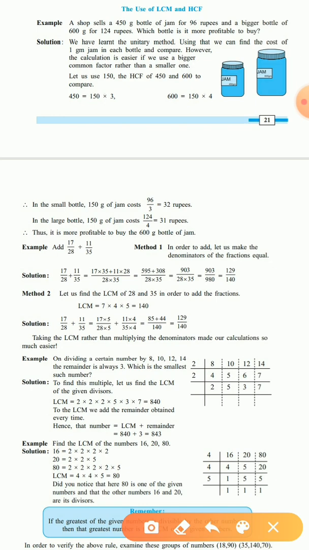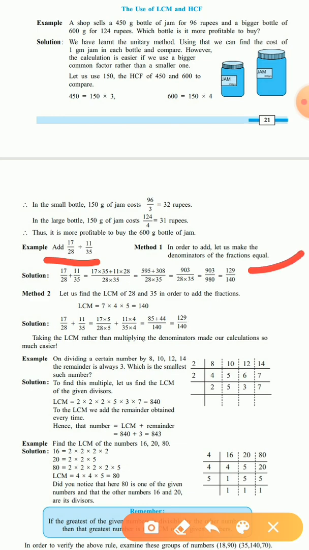Now, here the second example is given. Add 17 upon 28 plus 11 upon 35. Method 1. You can do this by fractions. Let us make the denominators of the fractions equal. We can make the denominators of the fractions equal also. This method we can do. And the second method is also given.